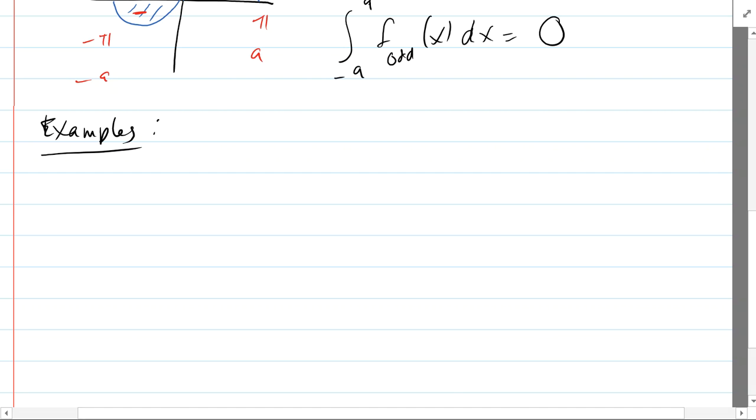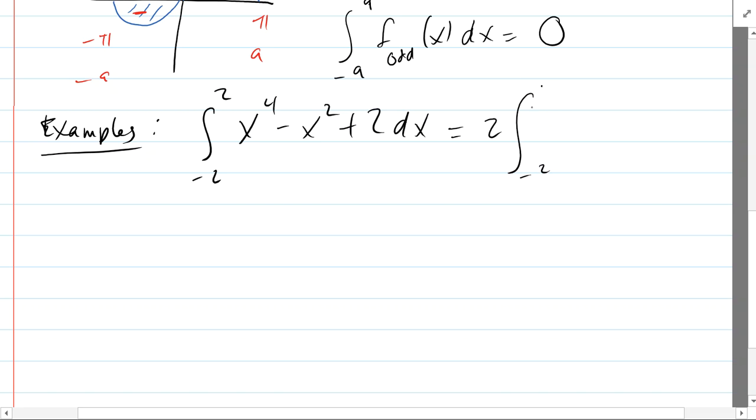Examples are, if I integrate from -2 to 2 of x to the 4th minus x squared plus 2 dx, what is that going to equal? Double my integral from 0 to 2 of x to the 4th minus x squared plus 2 dx. And why is that an advantage for y'all? Not for me, but for y'all. Why is that an advantage? Because you don't have to evaluate a negative number.